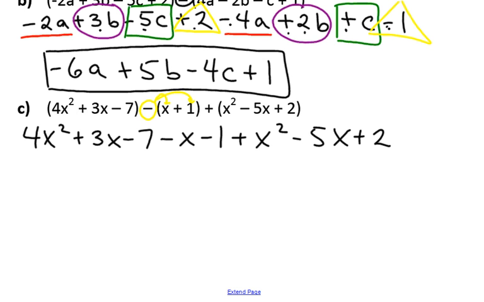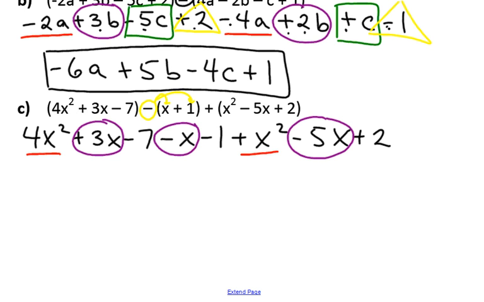So now, let's look for our like terms. We have 4x squared and plus x squared, 3x minus x and minus 5x. This is the first time that we actually have three like terms. So make sure you look at every single term to make sure that you've gotten every number. And then we have another of three like terms. So we have -7, -1, and +2. So make sure you get everything. That's why I like to put underlined circles and squares. So if I left anything out that didn't have something, I know that I forgot.